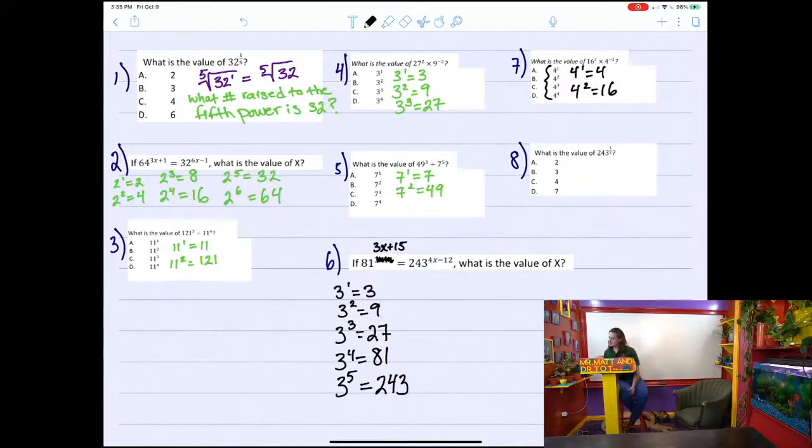For 8, what is the value of 243 to the 1/5th power? So this is asking, what is the 5th root of 243 to the 1st power, which is just the 5th root of 243. In other words, what number times itself is 243?